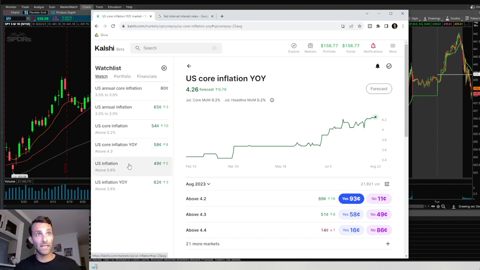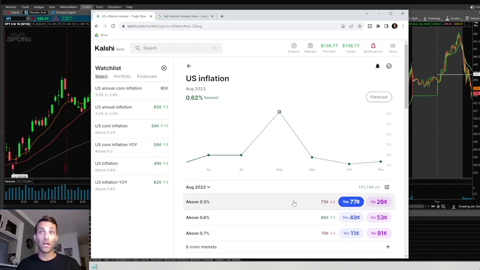Now the next one on the list, U.S. inflation. And we're going to go based off the fact that we believe it's going to increase. And if so, keeping these trades very simple. Above 0.5%, we would want to trade these yes shares. Right now they're at 77 cents. And this is the highest probability of them paying out.